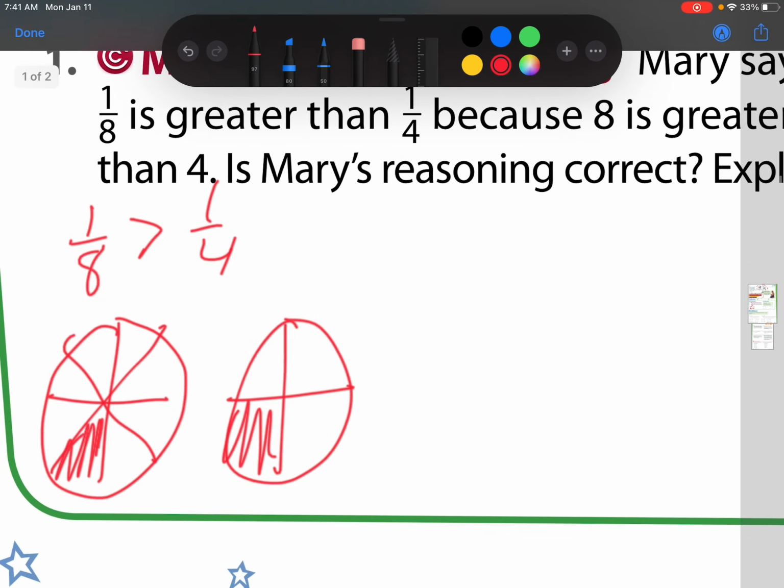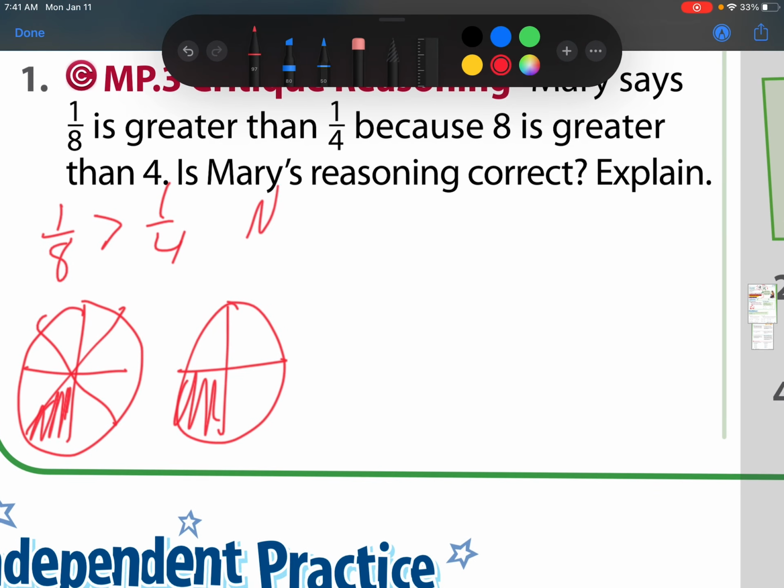Well, let's start out with this part. No. Oops, and then no. What was my problem? No, Mary's incorrect. I couldn't remember her name. Mary is incorrect. And now I need to do that explain part.